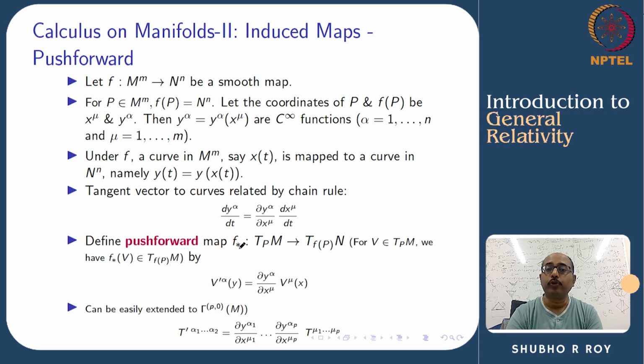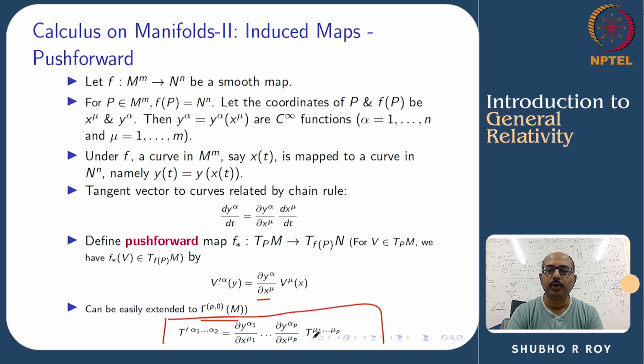And this notion of a push-forward map can be extended not just from vectors to smooth tensor fields of rank p comma 0. Remember, tensor fields of rank p comma 0 can be thought of as a direct product of p copies of vector fields. If you take the direct product of p vector fields, what you get is a smooth tensor field of rank p comma 0. So if for the vector there is one factor of the Jacobian, then for a product of p such vectors, naturally the transformation rule would involve p copies of the Jacobian.